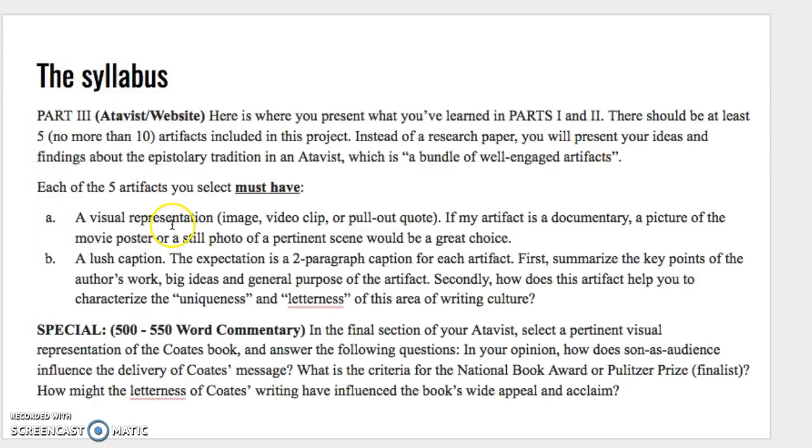You must have some sort of visual representation for every artifact. I will show you what I mean. Again, you're required to have a minimum of 5, no more than 10 artifacts that are specifically tied to the epistolary tradition, specifically speaks to the letter writing tradition. It can include those other forms of telegram or notes, but it cannot include emails per se, because again, time and space compressing is an important part of that conversation.